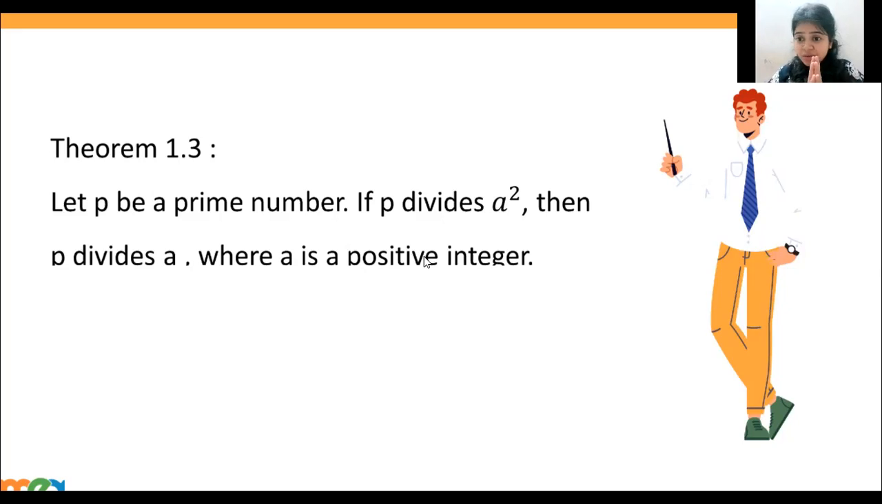So A will be, can you tell me? 7, because 7 sevens are 49. So A square will be 49. So they are saying if P divides A square, then P divides A as well. If we convert this in the form of an example, it means if 7 divides 49, then 7 divides 7 as well. And this is right, because 49 divided by 7, we get the answer as 7, and 7 divided by 7, we get the answer as 1. So where A is a positive integer, we took A as 7. 7 is a positive integer, right?